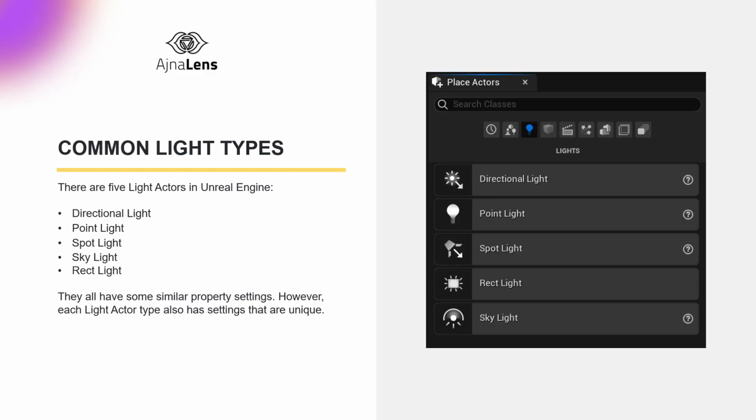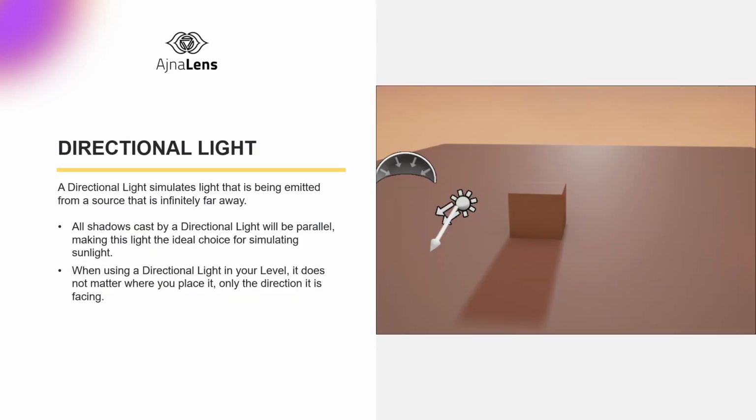Let's talk about some of the common light types in Unreal Engine 5. There are in total 5 light actors. We have the directional light, the point light, spotlight, skylight, and the rectangle light. They all have some common properties, but they have different use cases and unique features. Let's have a look. Firstly is the directional light.